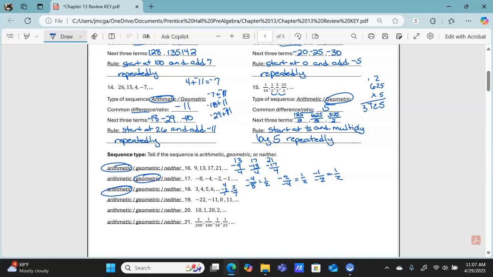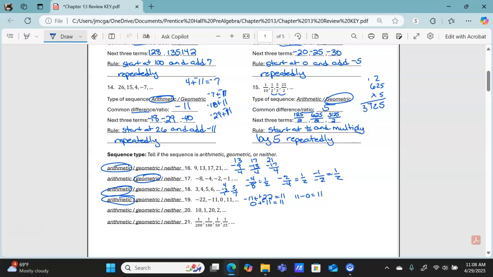22 to 11, I would have to divide it by 2 or multiply by 1/2. That won't get me from 11 to 0. So let's check arithmetic. 11 minus -22. Change my signs and add, that's 11. 0 minus -11. Change my sign and add is 11. 11 minus 0 is 11. This is an arithmetic sequence.